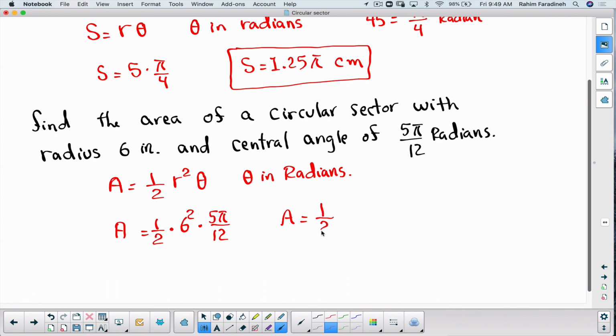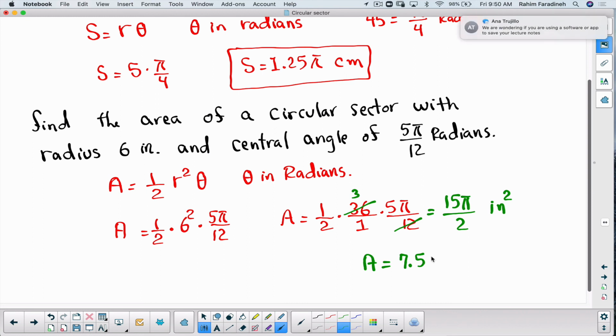So this is 1/2 times 36 over 1 times 5 pi over 12. We're going to simplify this. 12 goes into 36 three times. So the area would be 15 pi divided by 2, but it's the area, so it would be inches squared. Now, of course, you can put it in decimals. So that would be 7.5 pi inches squared.